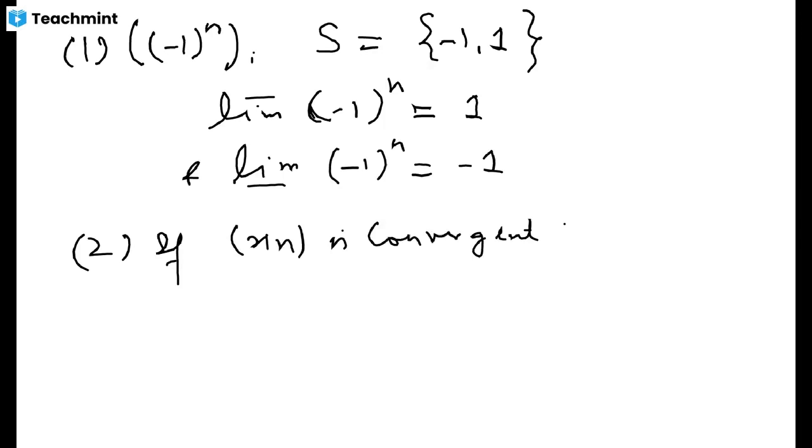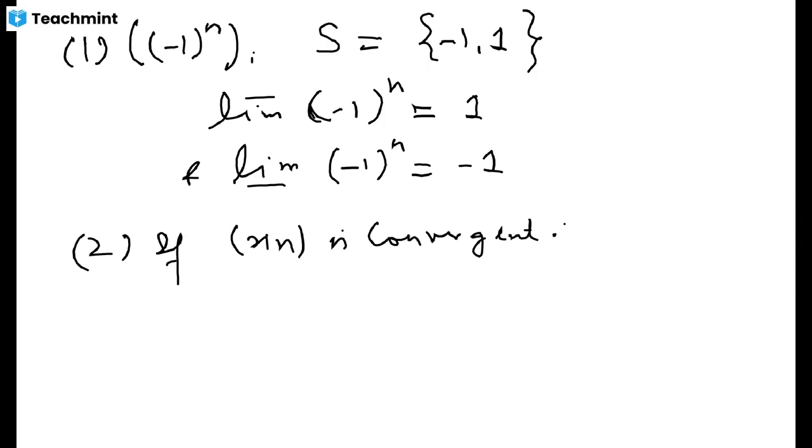And the second thing, if I take a sequence xn which is convergent, what about the limit inferior and limit superior of that sequence? If it is convergent, how many limit points will this sequence have? Since it is a convergent sequence, it will have only one limit point, because all subsequences in this case are convergent and all subsequences are converging to the same point. So it will have only one subsequential limit.